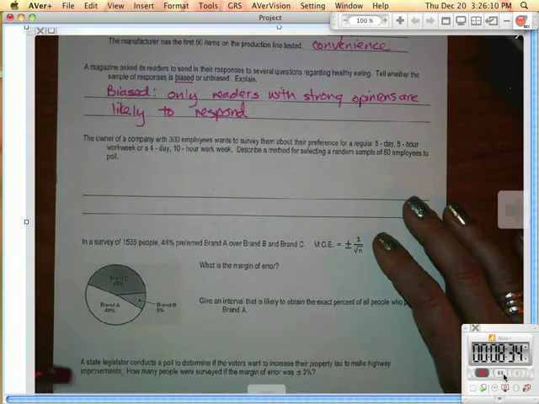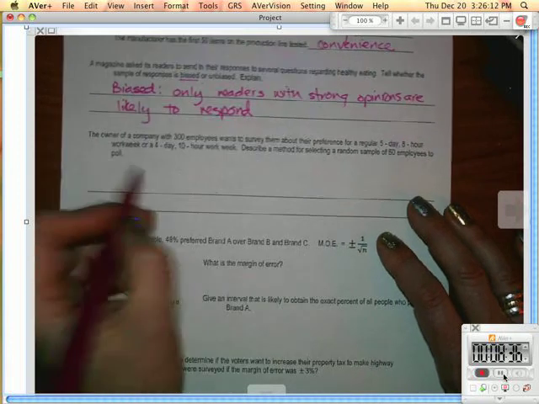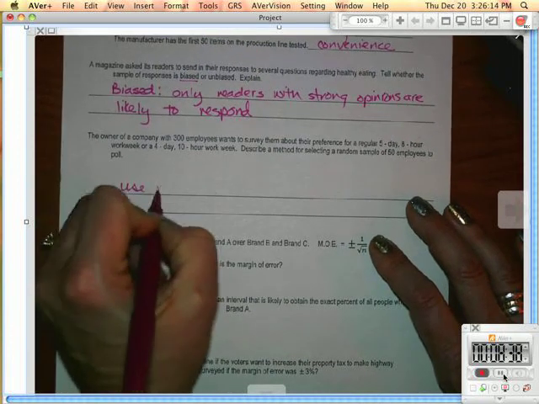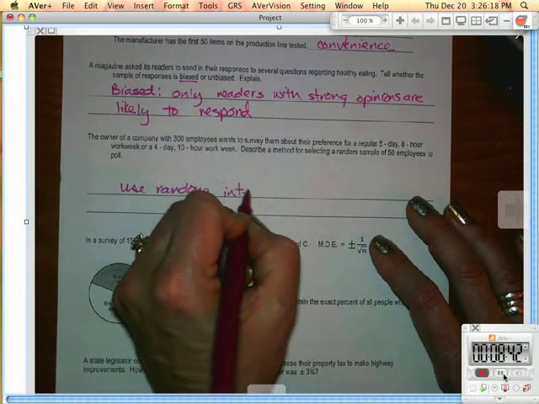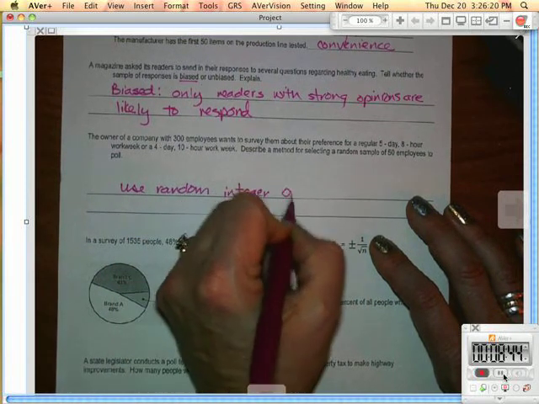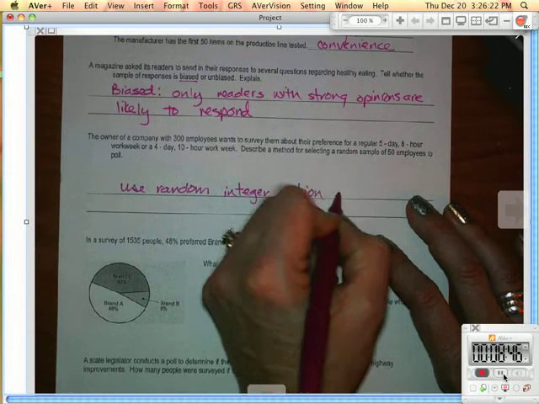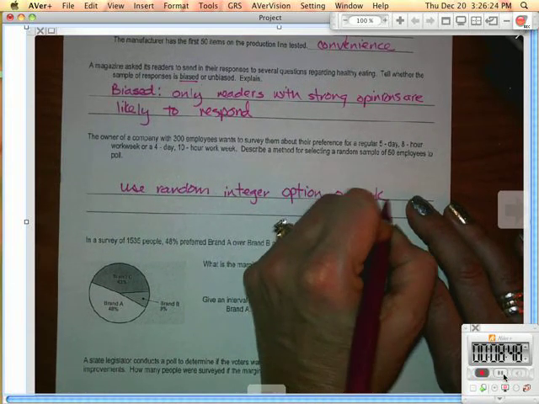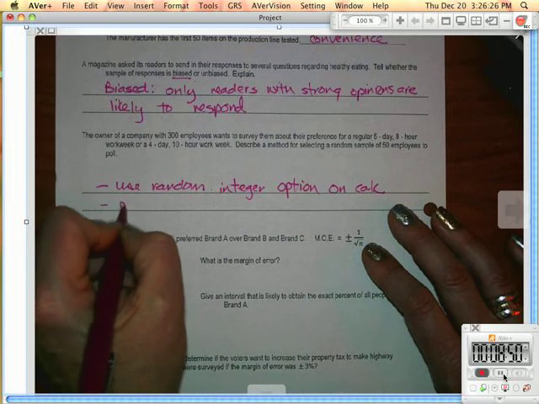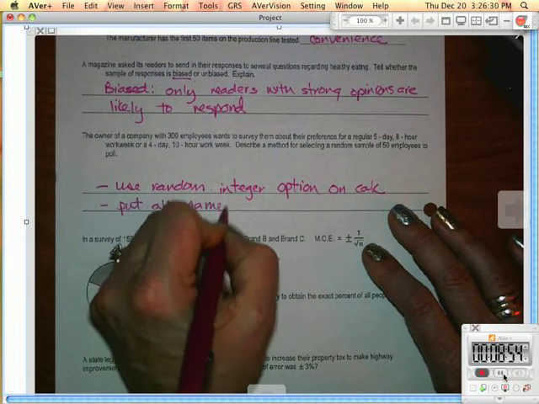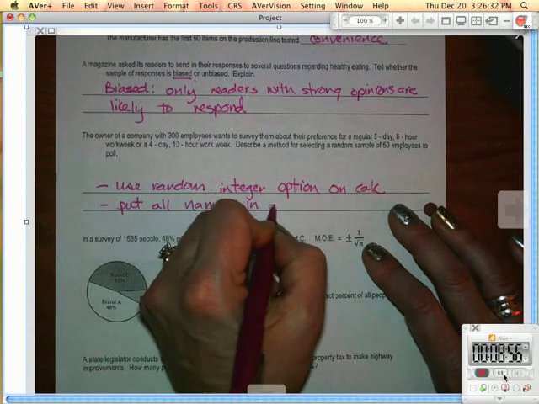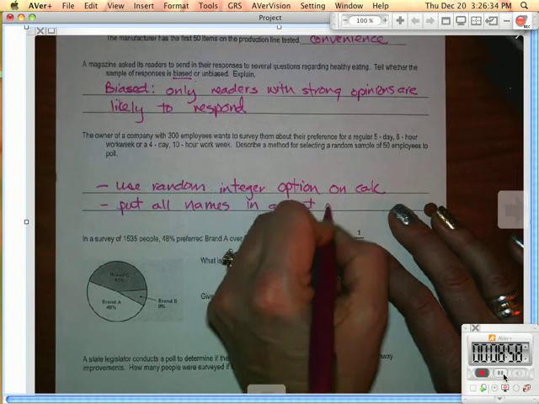Or you could put all the names in a hat. So you could use the random integer option on the calculator, or put all the names in the hat, and draw.